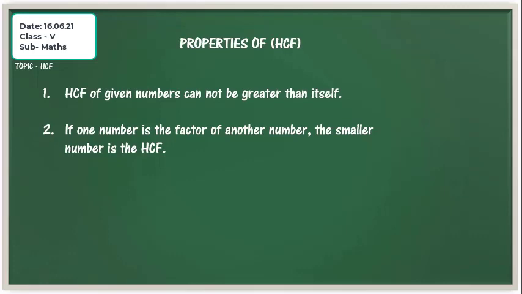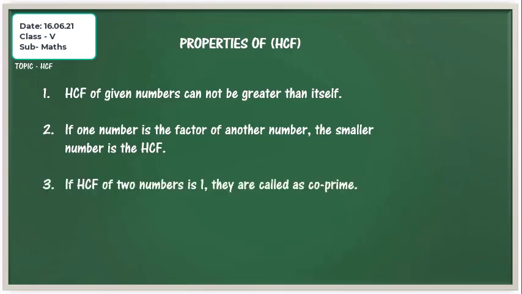The third property of HCF says that if HCF of two numbers is 1, they are called coprime, which means that if we are finding out HCF of any two numbers and the answer is 1, then both the numbers will be called coprime. The fourth property of HCF says that consecutive numbers are always coprime, which means that if we are finding out HCF of any two consecutive numbers in a series, their HCF will always be 1.